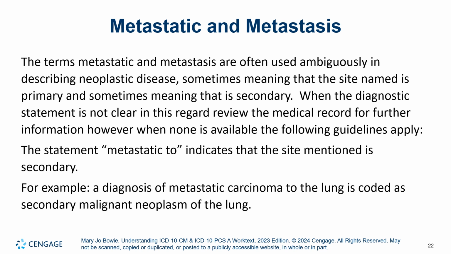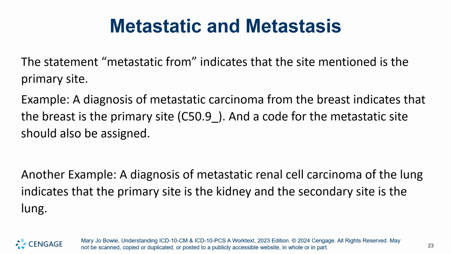The statement metastatic to indicates that the site mentioned is secondary. So for example, a diagnosis of metastatic carcinoma to the lung is coded as secondary malignant neoplasm of the lung. The statement metastatic from indicates that the site mentioned is the primary. So a diagnosis of metastatic carcinoma from the breast indicates that the breast is the primary site, and a code for the metastatic site should also be assigned.